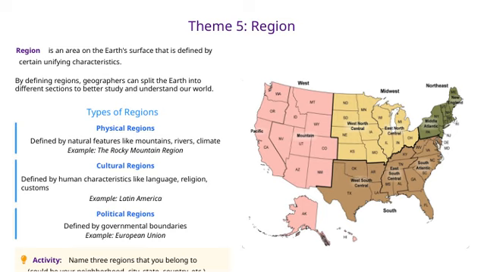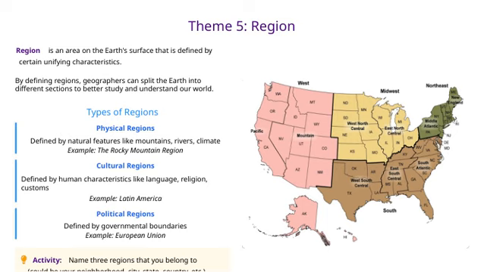There are different types of regions that we look at. First, we have physical regions. These are defined by natural features like mountains, rivers, and climate. For example, the Rocky Mountain region is a physical region because it's characterized by the mountain range itself and the natural landscape. Next, we have cultural regions. These are based on human characteristics such as language, religion, and customs. An example of this would be Latin America, which shares certain cultural traits that set it apart from other regions.